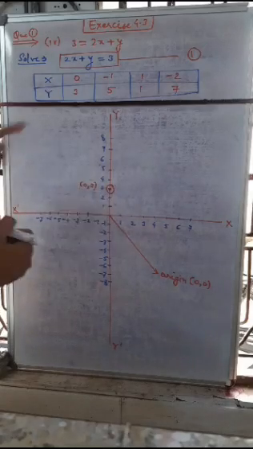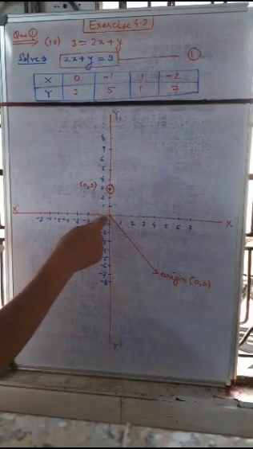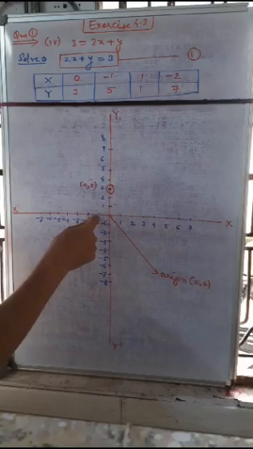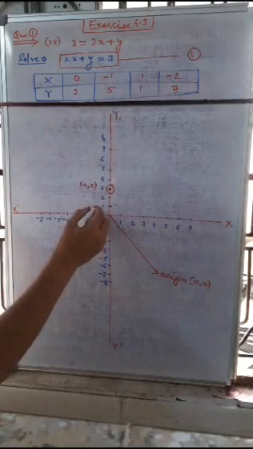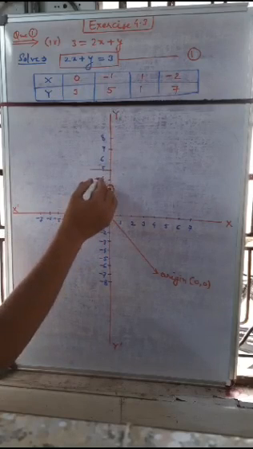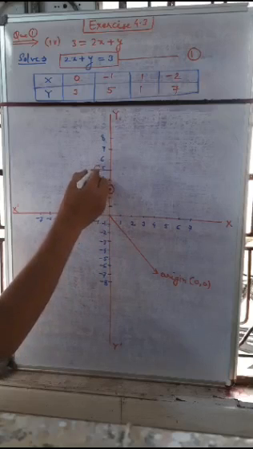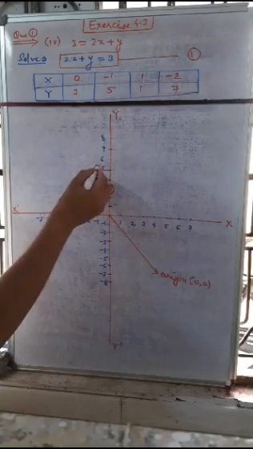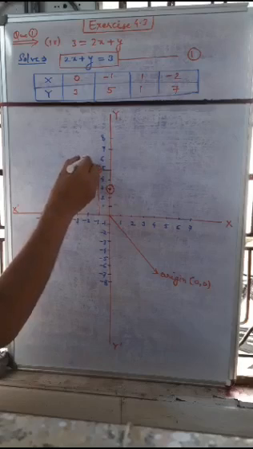Next one, x is equal to minus 1. So where is x equal to minus 1? That is to the left of the origin in the horizontal direction. So we have minus 1 here, and 5 is here. So we will get the intersecting point of both. So we will get another point. We will write here, it is the point minus 1, 5.